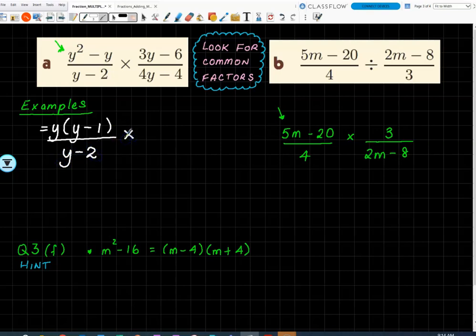Times. We ask ourselves that question for the top line. Is there a common factor? Yep, what is it? 3, awesome. Remember, just one thing at a time. If you try and do it all at once, what goes in my bracket? Double check. 3 times y, yep. 3 times 2, yep. Not going wrong here. What about the denominator? 4. Well done. What will go in my bracket? So 4 times y is 4y. 4 times 1, don't forget that.